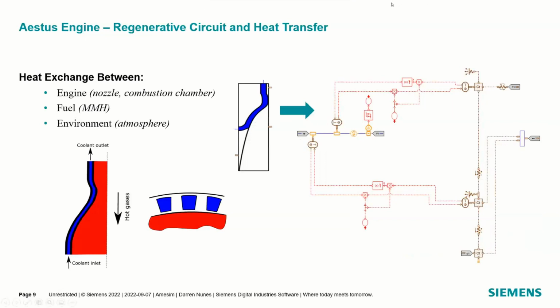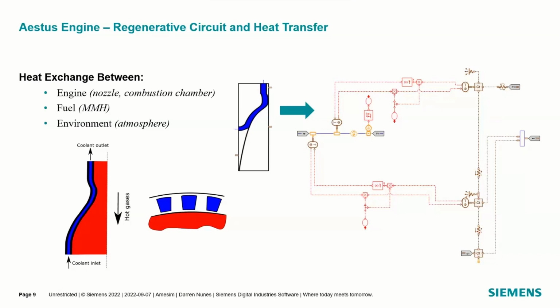I wonder if I can hide this panel, but so we know that there's going to be some heat transfer between the engine, right? That engine, as we just talked about, was the combustion chamber and the nozzle. We have that fluid flow, which we saw on the first demonstration, right? And then we have our environment, right? So the fuel is used to cool down the top part of the nozzle and the combustion chamber.